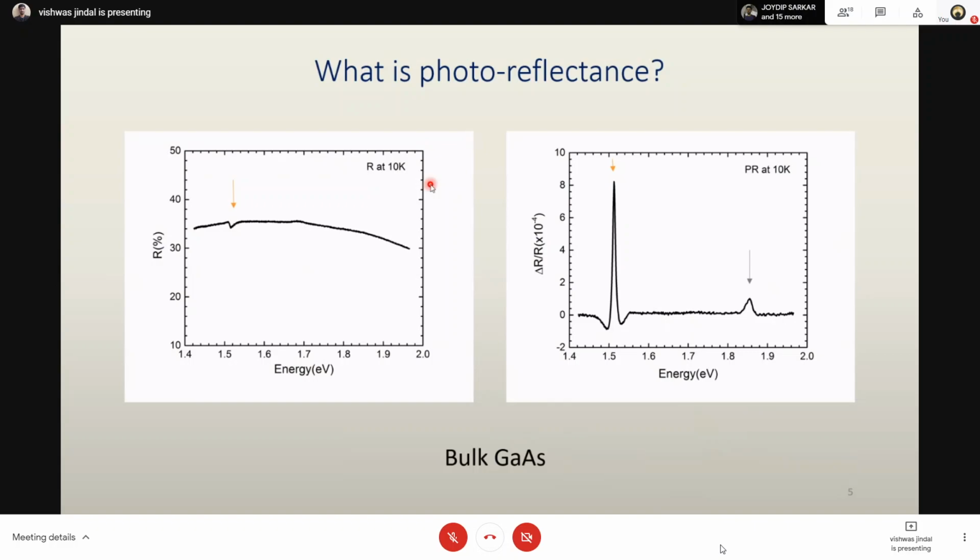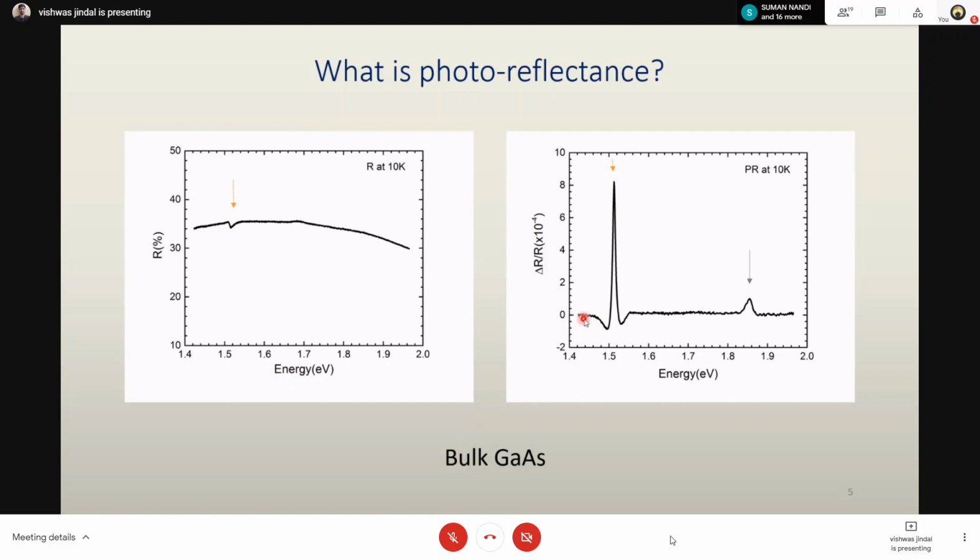This is photon energy. There's a small dip here in R, and when you measure photoreflectance, you see a huge signal corresponding to that peak. And there are some things to notice here. First, here I've plotted delta R by R. It is riding on a zero background.